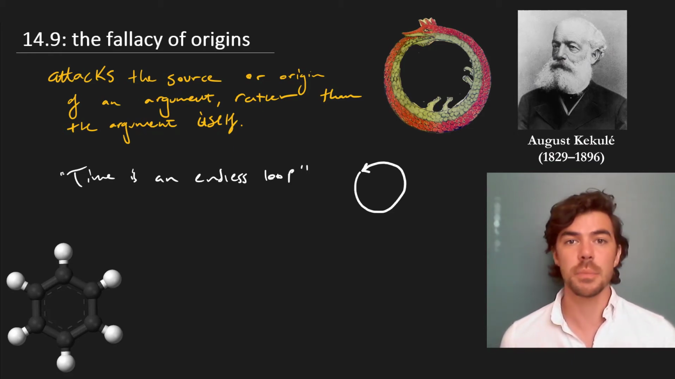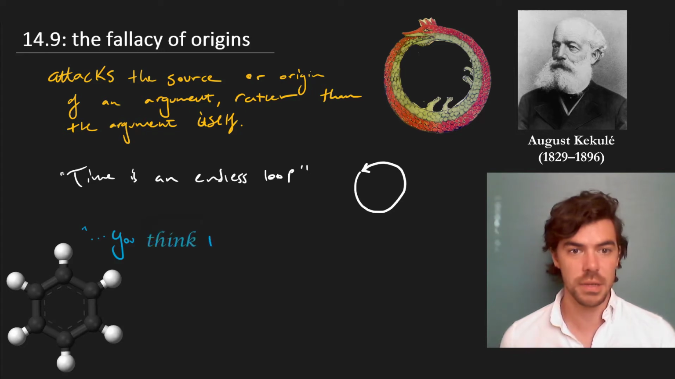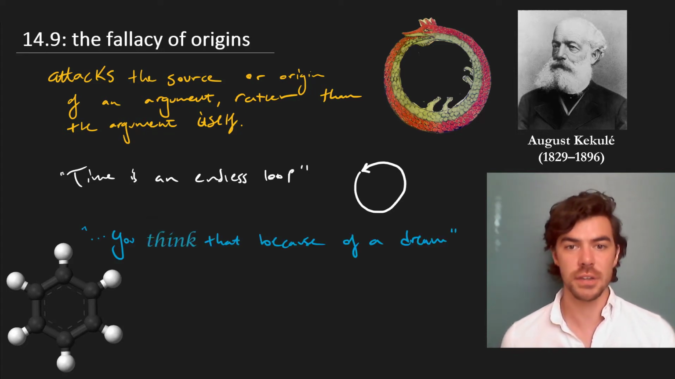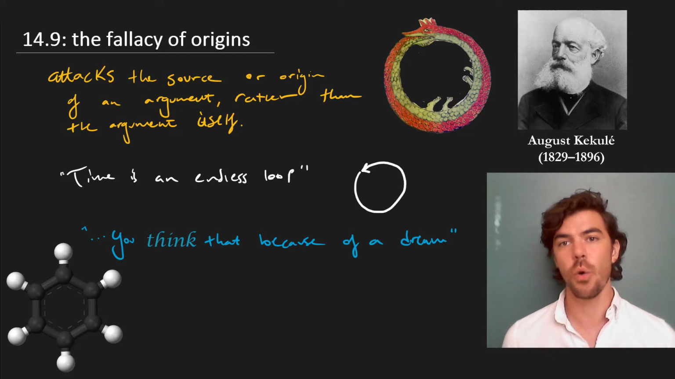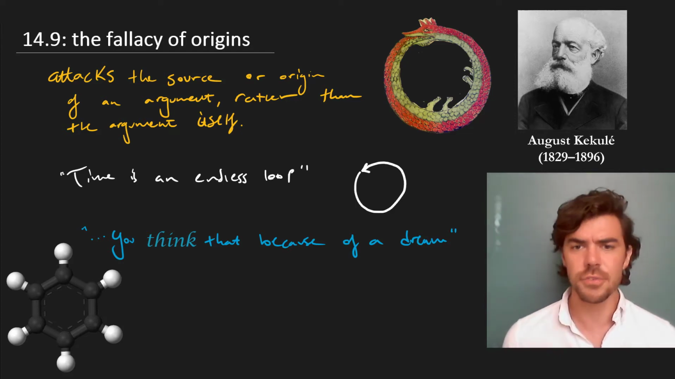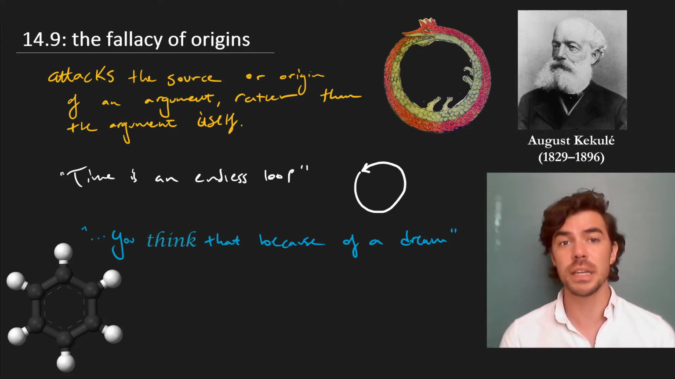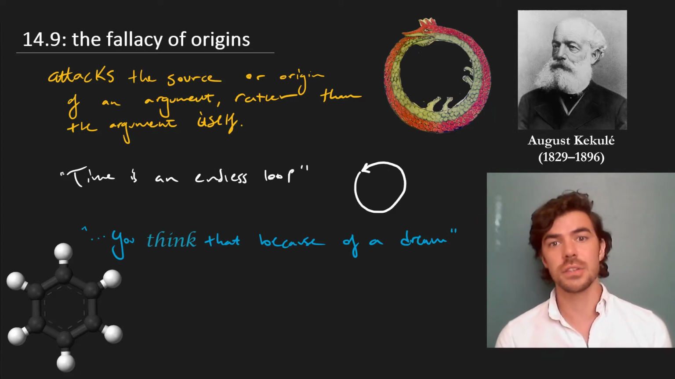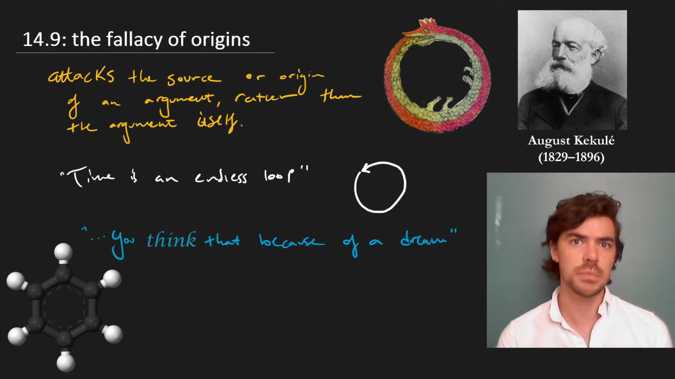But I would never be able to say to him, you only think that because of a dream. I would be committing the fallacy of origins. I am attacking the origin of the idea rather than the idea itself. Versions of this argument are extremely common. And as is generally the case with fallacies, it's worth asking not only how they work, but why it is that they at least sometimes seem compelling.